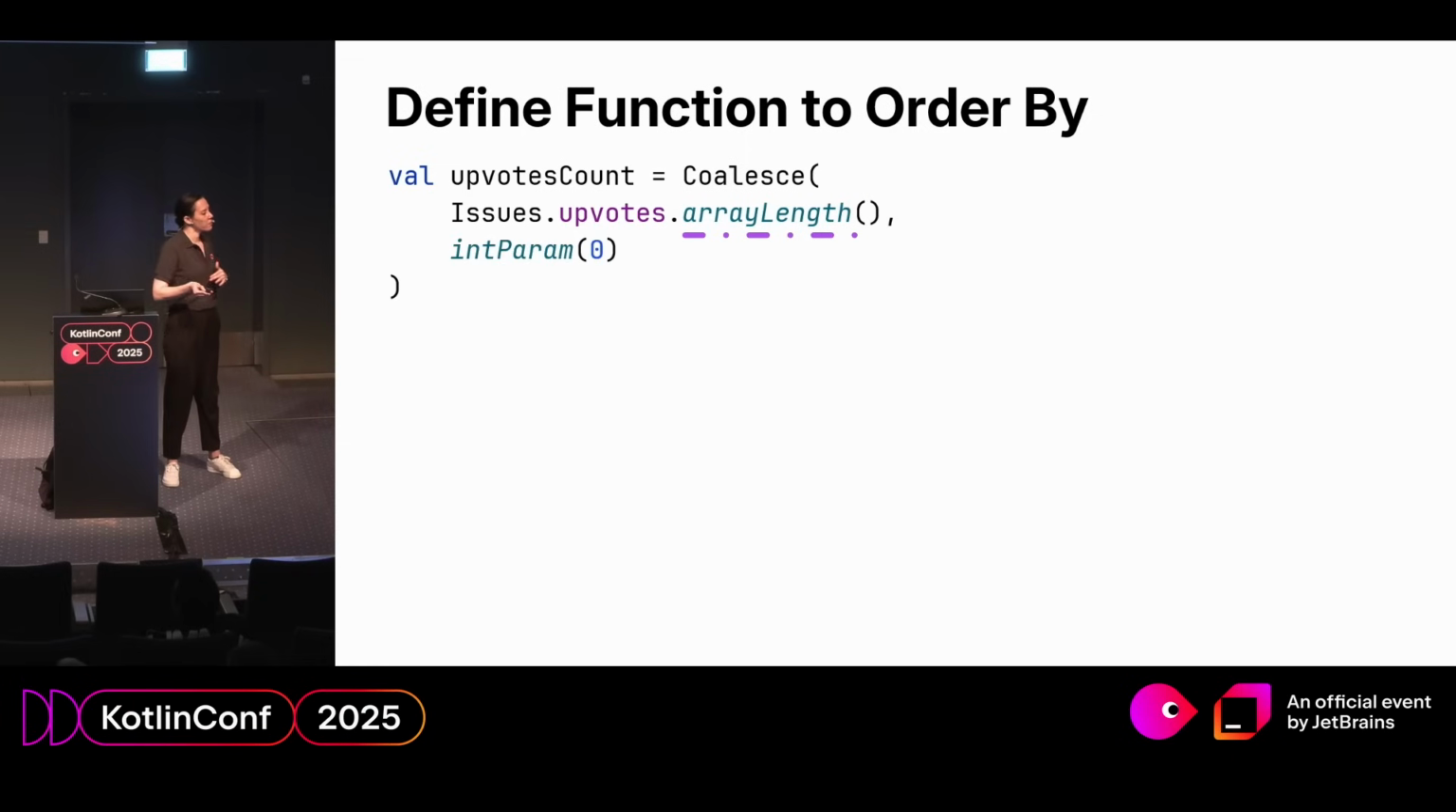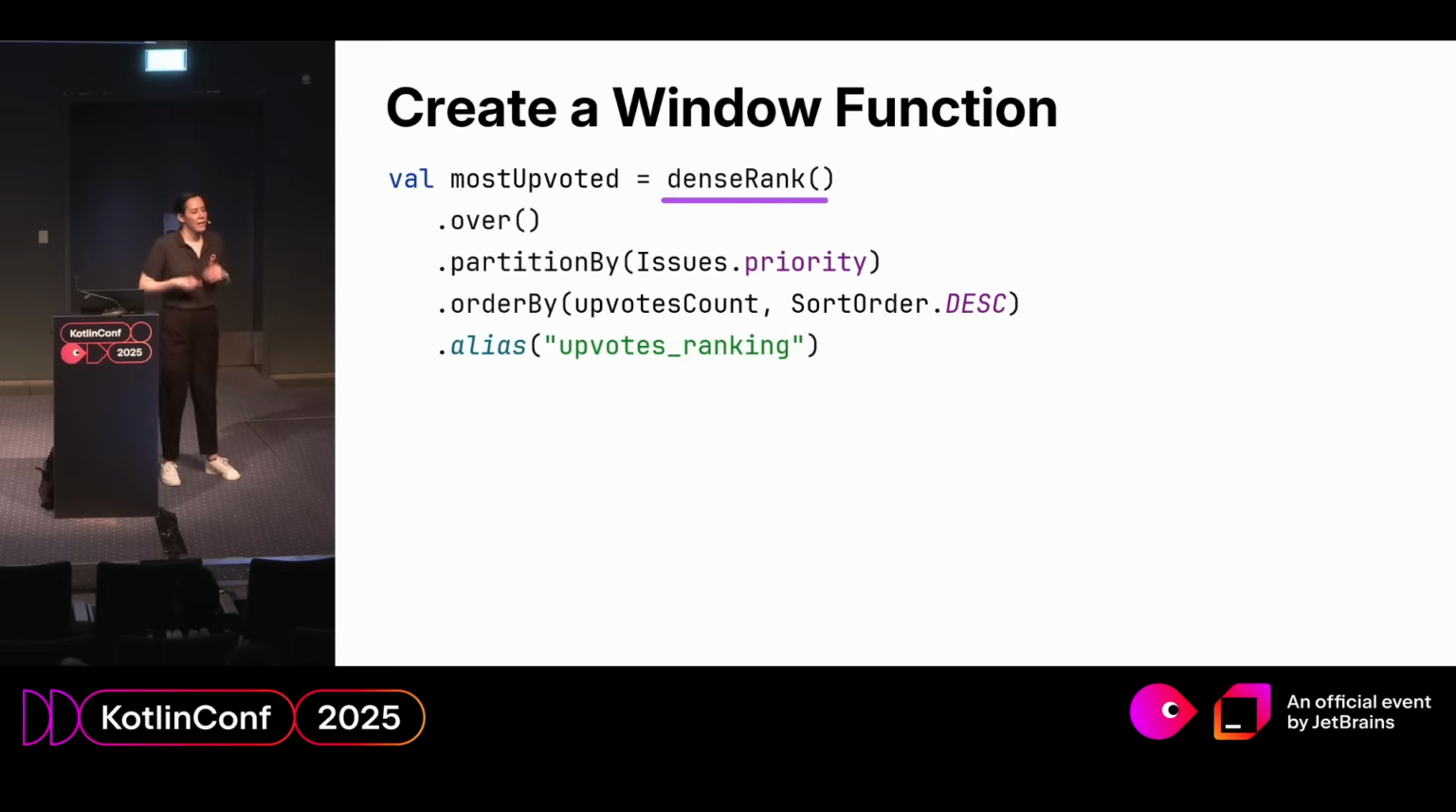We have a custom function for the array length that says how many elements are in an array, and then we're just going to use a built-in coalesce to make sure that we always have a non-null value returned to us. And now it's possible to actually use window functions directly. So what we want is a dense rank. We want to make sure that we're partitioning by the priority level of the issue. We're ordering by the function that we just created, and we're aliasing it.